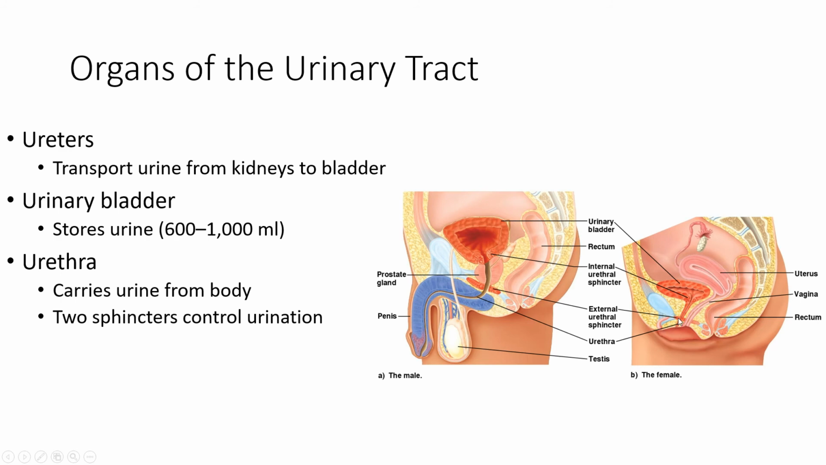In the males, the urethra is longer, and the urethra in the males is divided into three regions. You have the prostatic urethra, the membranous urethra, and then the spongy urethra. And in females, the urethra is significantly shorter, and is bound to the anterior wall of the vagina.